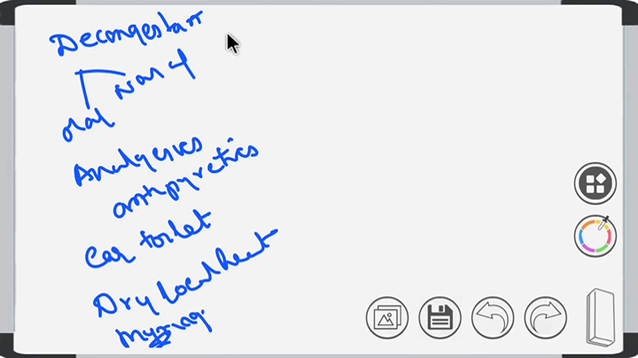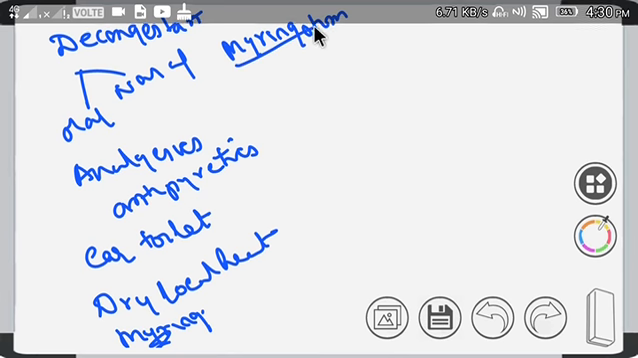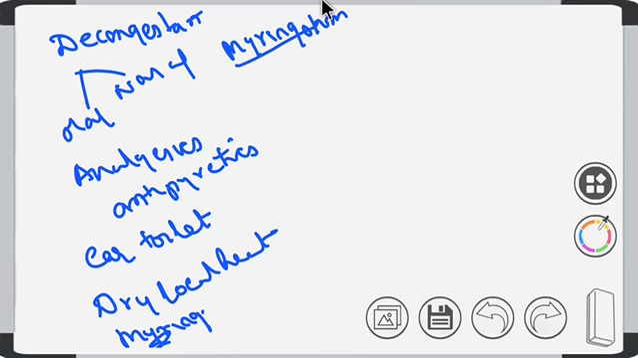Okay, what is that? Myringotomy. Okay, myringotomy is done to drain pus. Clear? This is something about ASOM.